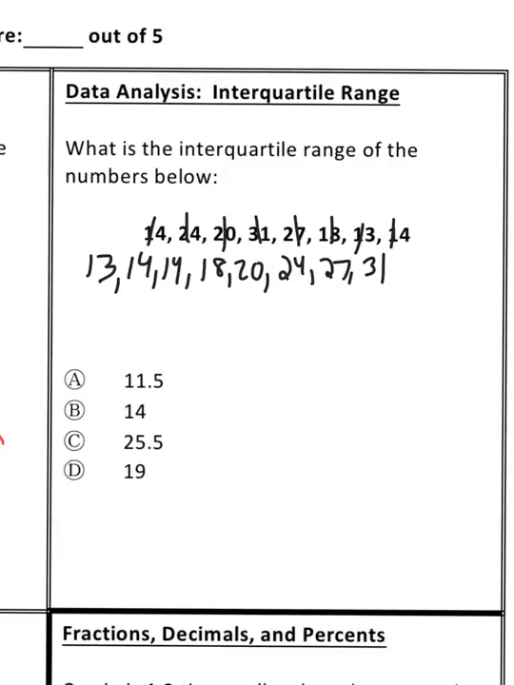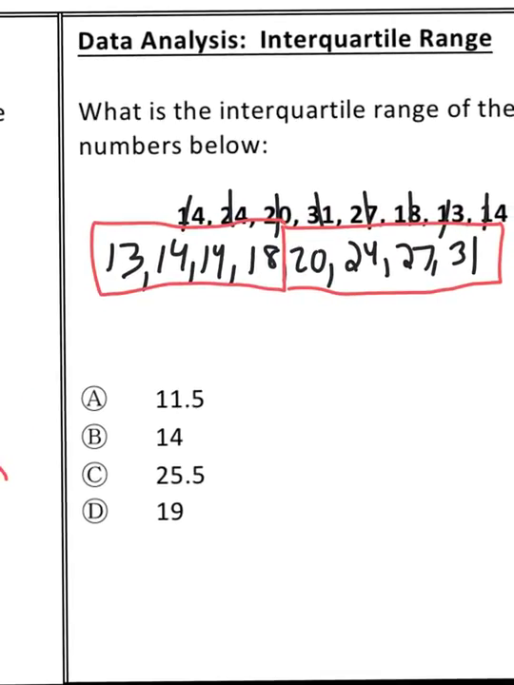Interquartile range, I already have the numbers written out in least to greatest order. So there are 8 numbers, which means I can split them in half at 4 and 4. So I'm going to put a box around the lower half and the upper half of the numbers. So to get the interquartile range, I need to get the quartiles, and I need to know the middle of these 4 numbers. So there are 2 numbers in the middle, 14 and 14, which means 14 is Q1. On the right, there are 2 numbers in the middle, 24 and 27.